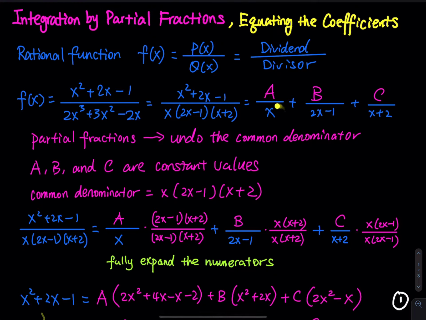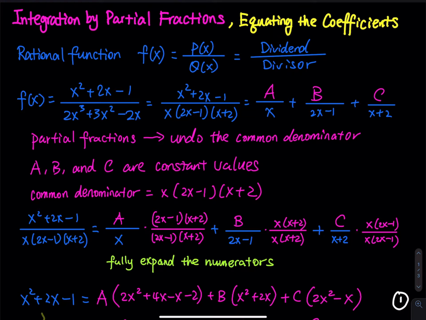Because x, 2x minus 1 and x plus 2, they are three different denominators. You cannot just add the a, b, and c. No way, right? Again, the a, b, and c, they are just constants. Since you have different denominators, you cannot just perform the addition. You have to get a common denominator.